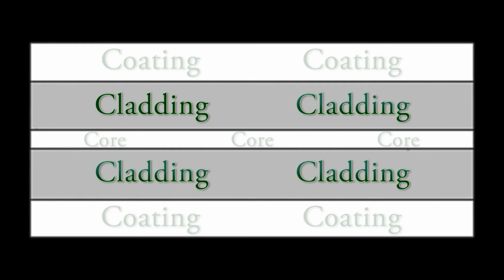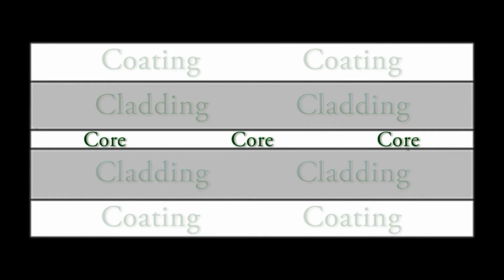Made up of glass, its sole purpose is to keep the light signal inside the core, which is the final layer. The core is also made up of glass. Its job is to transport light packets as quickly as possible to the receiver. This cable is attached to a transmitter and receiver. The transmitter encodes light particles with data and sends it through the cable.